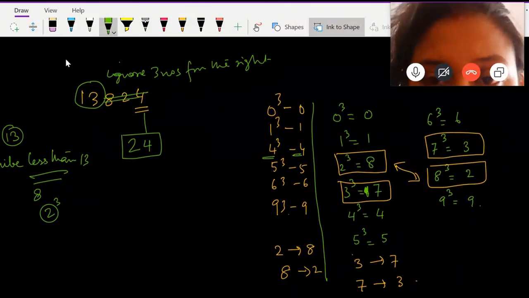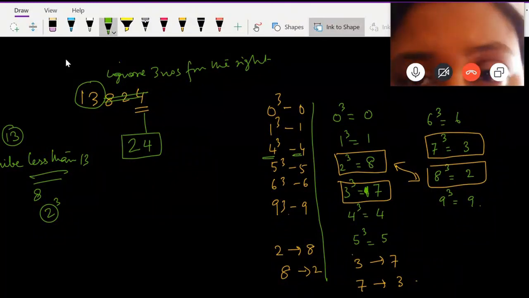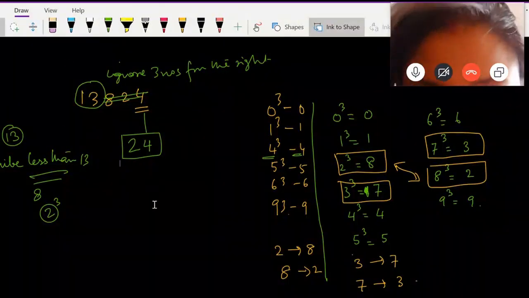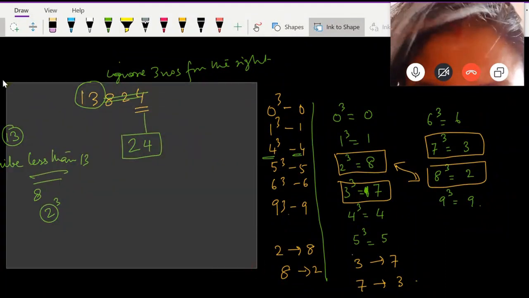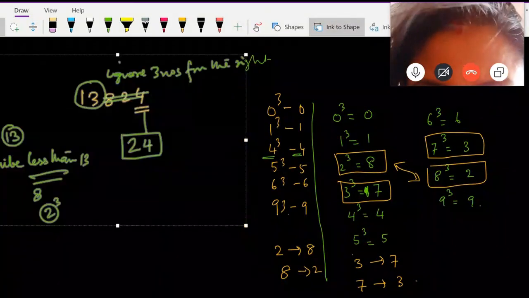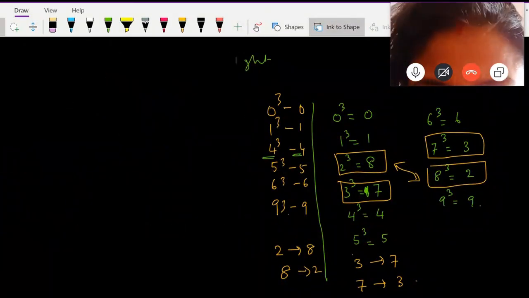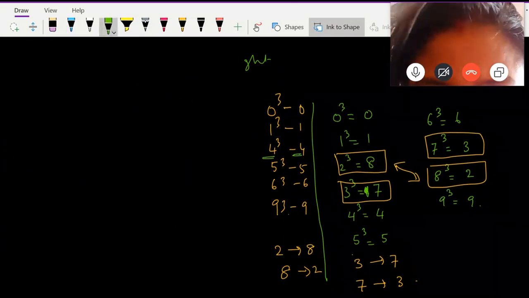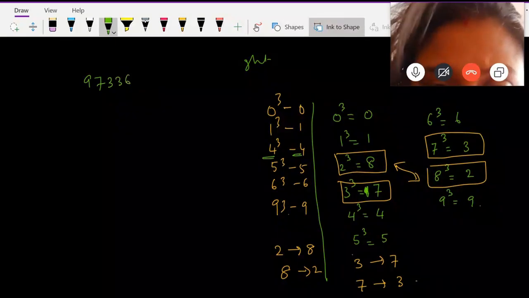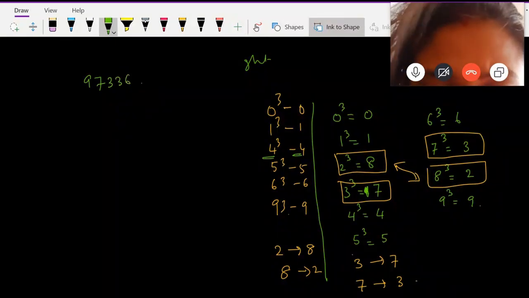Clear? Yes, sir. Let us take another example so that you guys do and tell me whether it's clear or not. So let's say we have a number 97336. What would be the cube root of this?